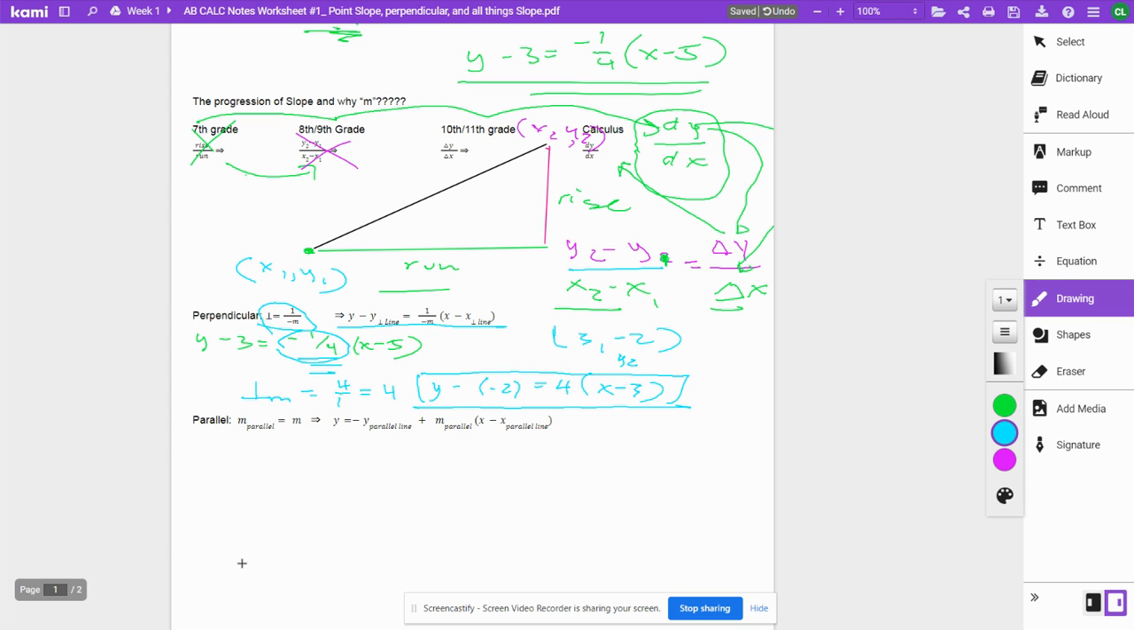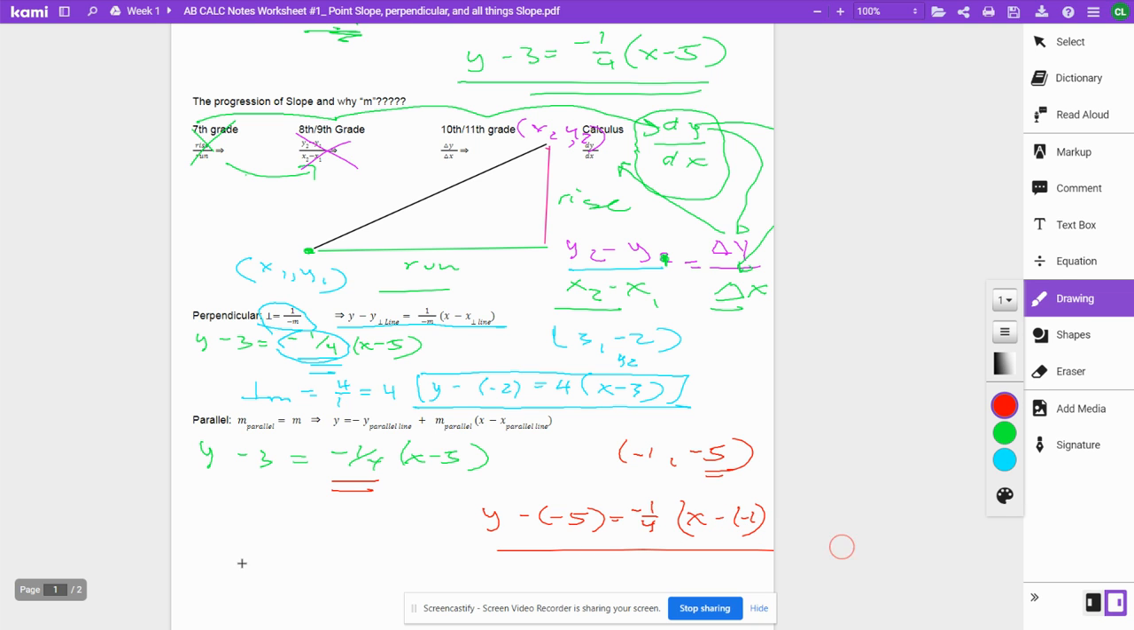And it's basically the same idea when it comes to parallel, guys. We just say y minus 3, and they say the slope is here. That's negative 1/4 again. We go x minus 5. But I want a parallel line through negative 1 and negative 5. So we come down here. That's our slope of a parallel line. Parallel means they're the same. So I'm going to do my y minus the y that they give me, equals my slope, which is the same for parallel, times my x minus the x they give me. And then there is my equation of a parallel line.